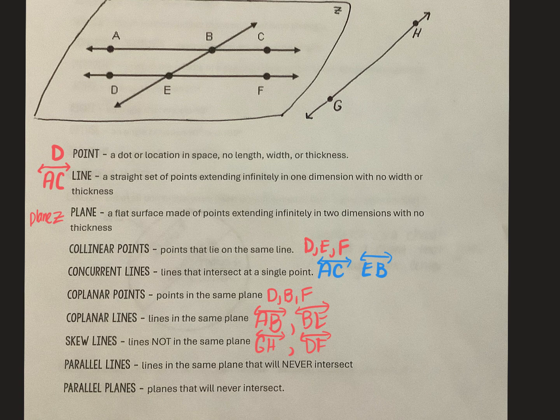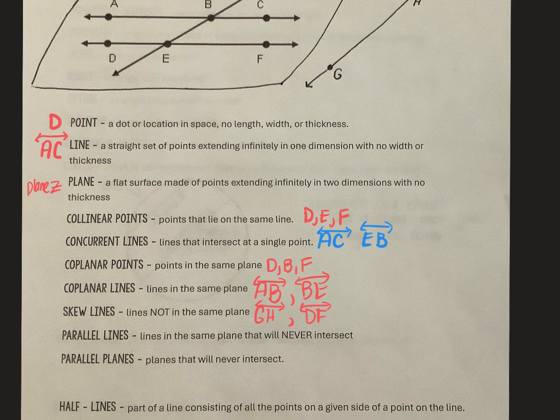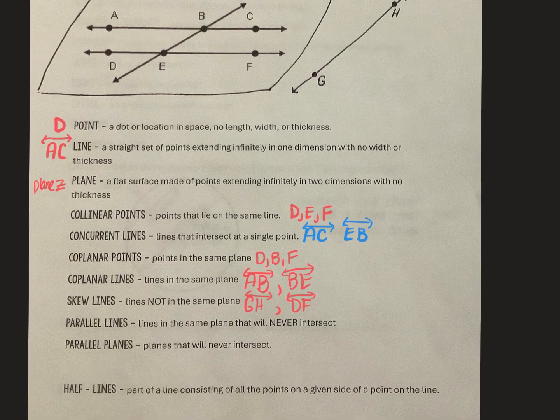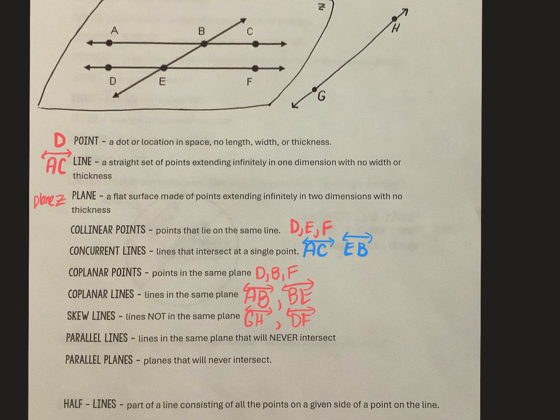Okay, in that picture, what do we think some parallel lines are? Which ones seem to be parallel? So parallel means they're in the same plane, but they're never going to intersect, right? AC and DF.